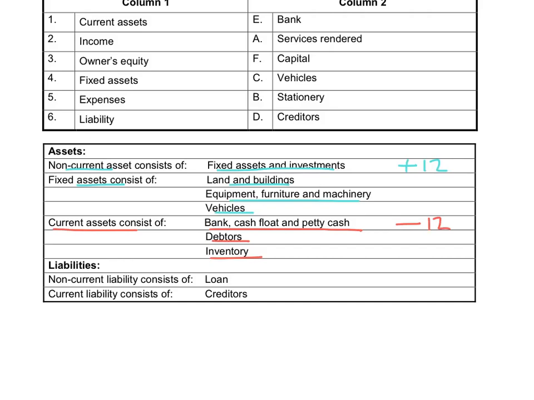Liabilities is also split between non-current liabilities that will change in a period longer than 12 months in the future, like a loan and a mortgage loan, and a current liability that will change in less than 12 months, for example, a creditor. So a liability is something that will cause an outflow of money in the future. Assets will cause an inflow of money in the future. Liabilities will cause an outflow of money in the future.